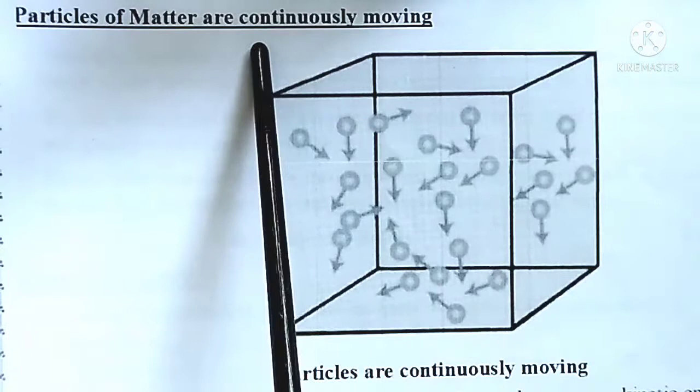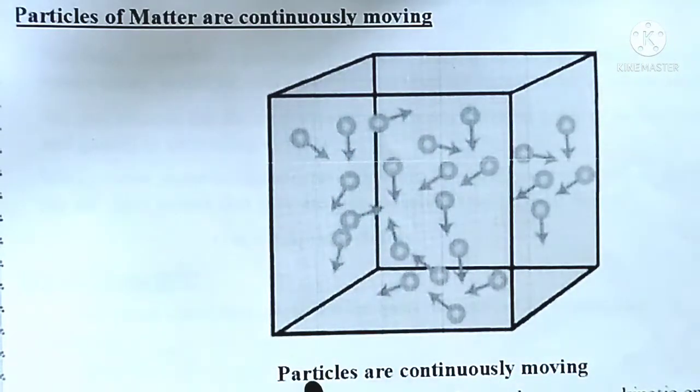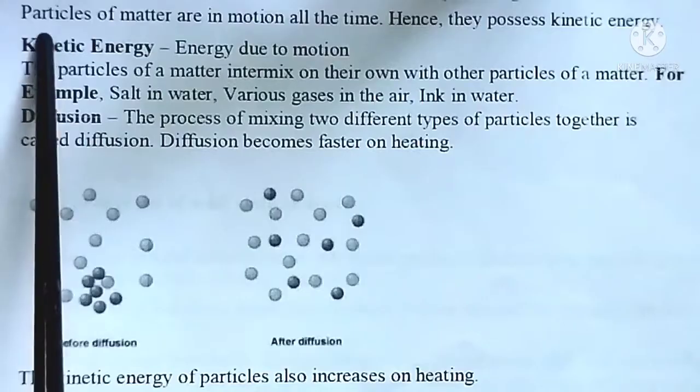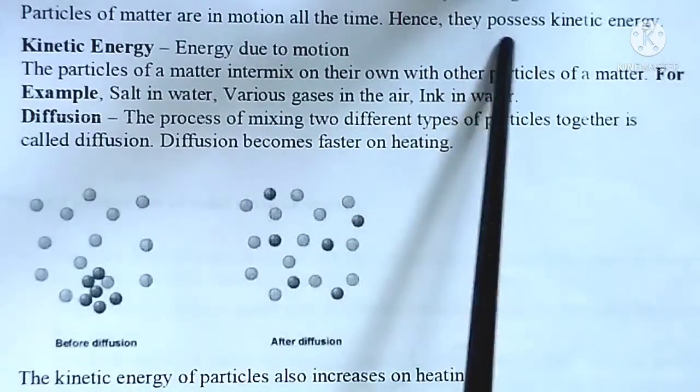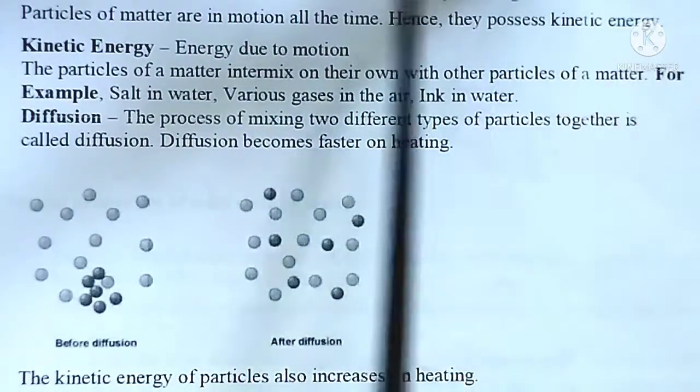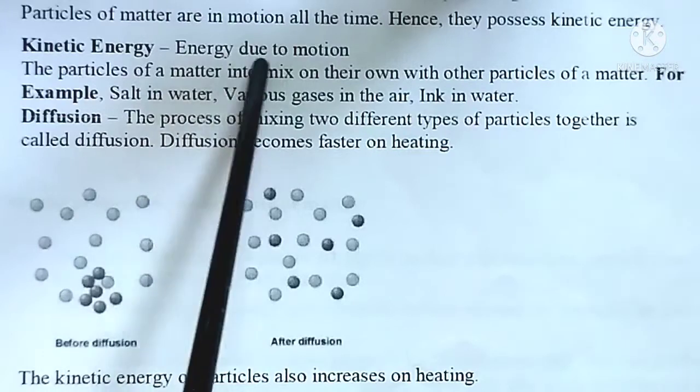Particles of matter are continuously moving. In the box, the particles are moving. Particles of matter are in motion all the time. Hence, they possess kinetic energy. Kinetic energy is energy due to motion.